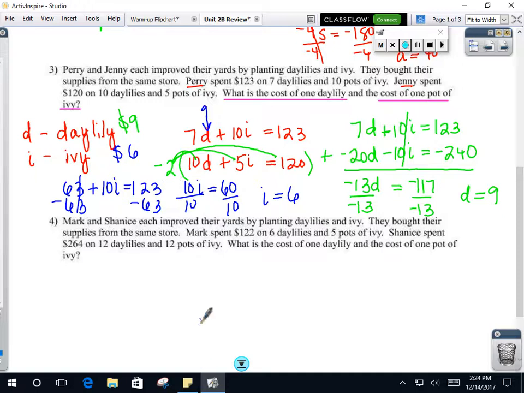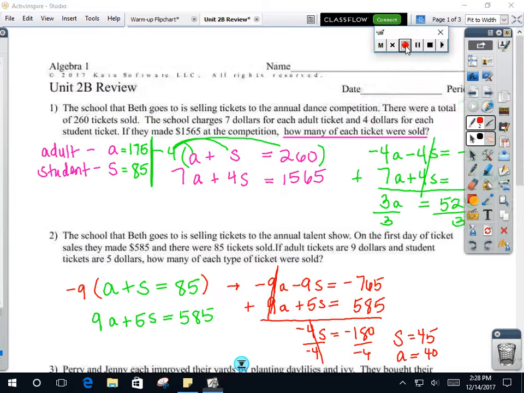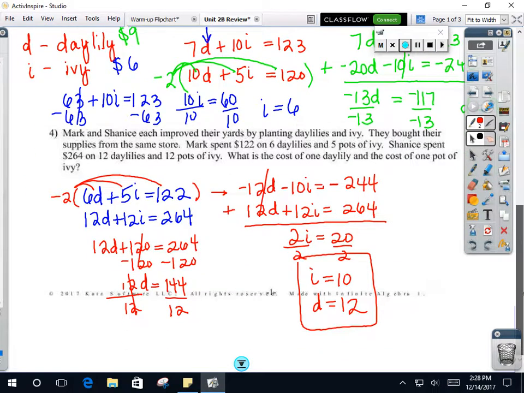Number 4 is just like number 3. I'm going to give you 2 minutes to try it by yourself. Okay, so that's what you should have got for number 4. I equals 10, D equals 12. Number 5.